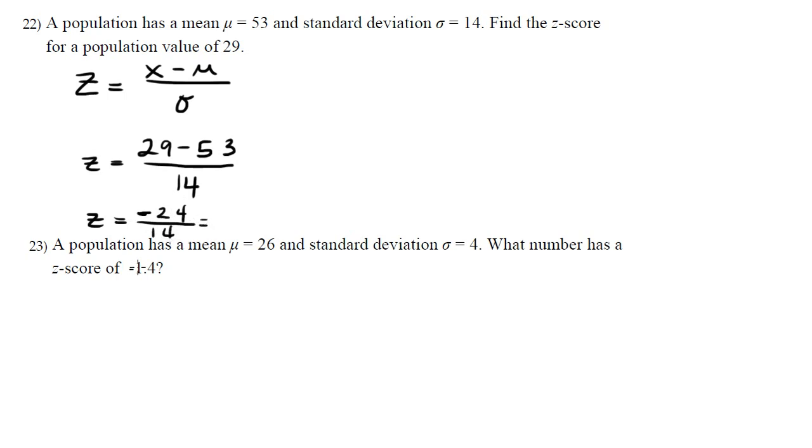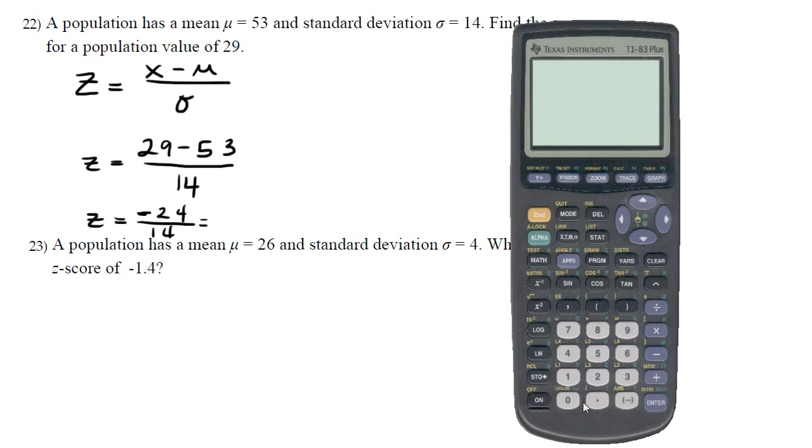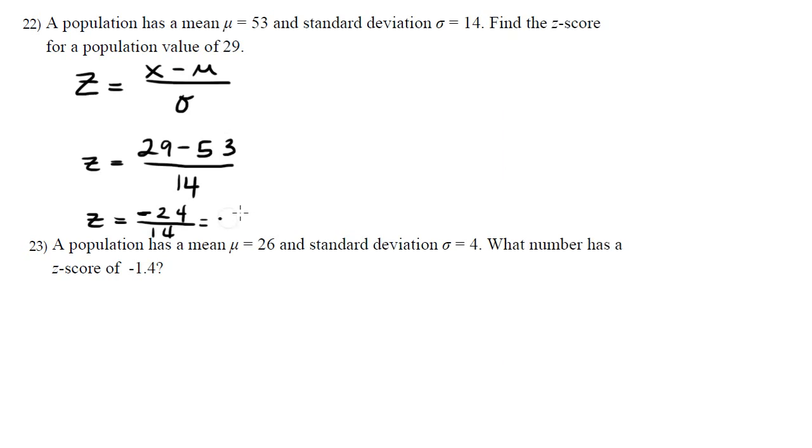We want to express this as a decimal. So let's divide here, negative 24 divided by 14. That's negative 1.71. And we want this to two decimal places, negative 1.71. That's our z-score for a population value of 29. So if x equals 29, the z value equals negative 1.71. They're equivalent. I think I said 1.79, but it's negative 1.71. I'll look back at this video and see what I said.